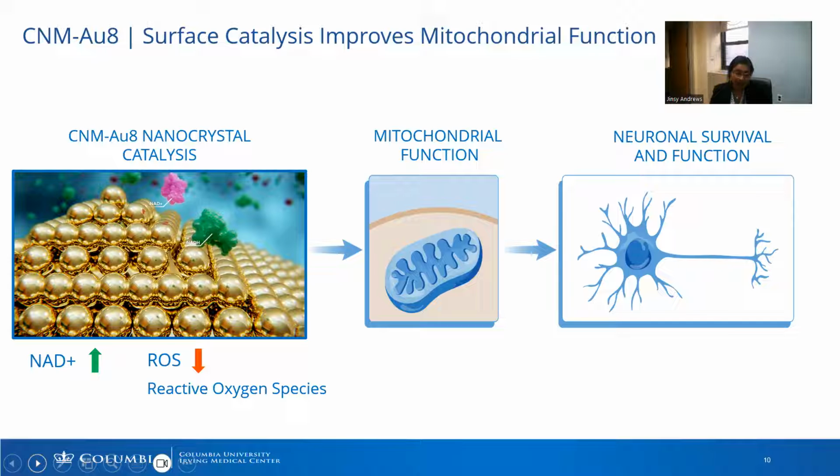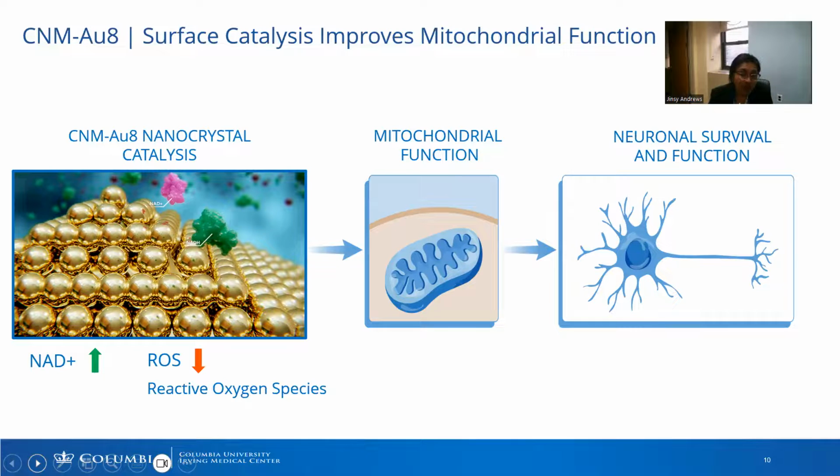So in neuronal death or in motor neuron death, there's a loss of NAD and a loss of mitochondrial function. And so increasing that NAD levels improve the mitochondrial function, and hopefully it leads to enhanced neuronal function. And it's through this action that there's hope that CNM-AU8 provides neuroprotective effects.